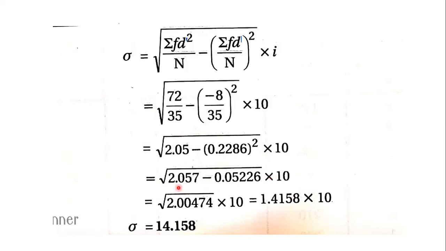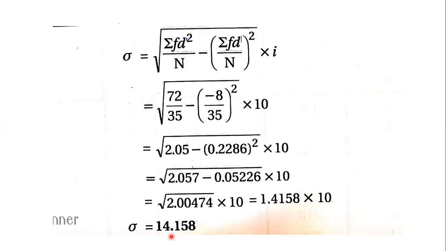Now subtract these two values, you get 2.00474, into 10 will be as it is. Now remove the square root. So calculate the square root of 2.00474, which will give you 1.4158. Okay, so 1.4158, when you multiply that with 10, you will get the value as 14.158. So the standard deviation for this continuous series problem is 14.158.